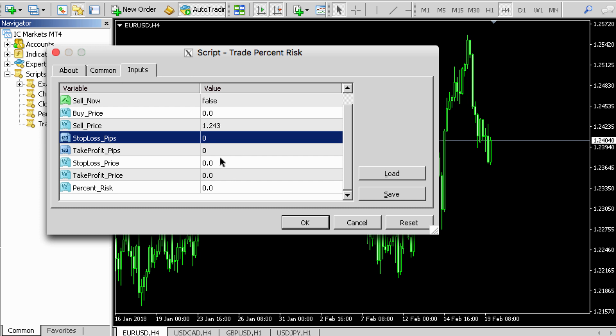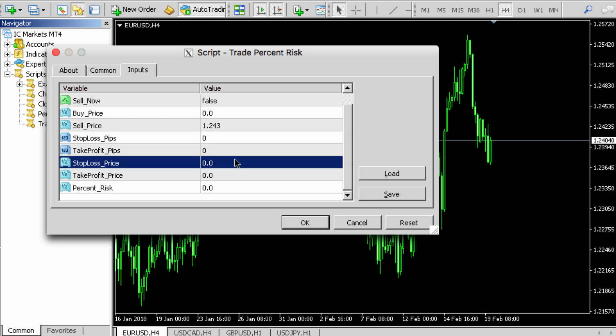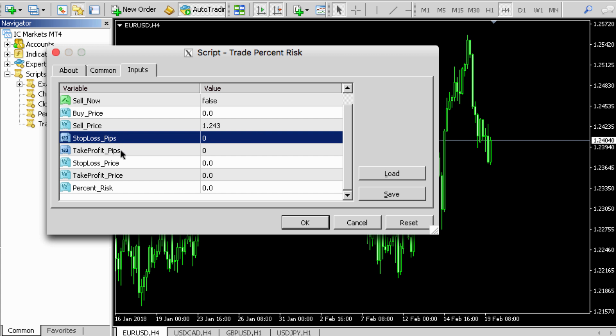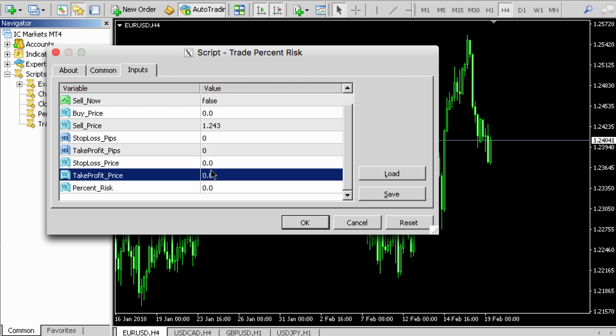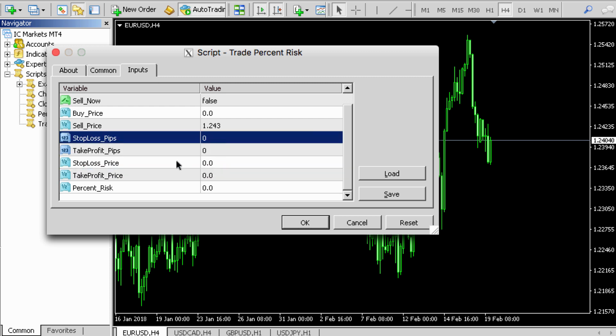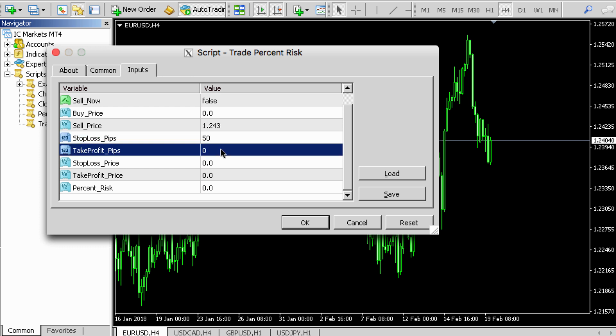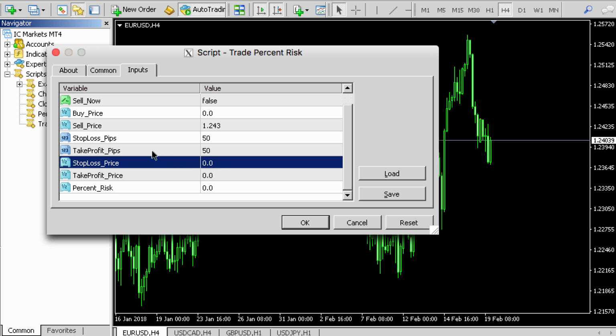Next you will need to set your stop loss and or take profit levels. For this script, the stop loss level is required. You cannot run this script without the stop loss price, but the take profit level is optional. You can leave it at 0 if you wish. However, you will need to place a stop loss for this script. So let's say, for example, I wish to place a 50 pip stop loss and a 50 pip take profit level.